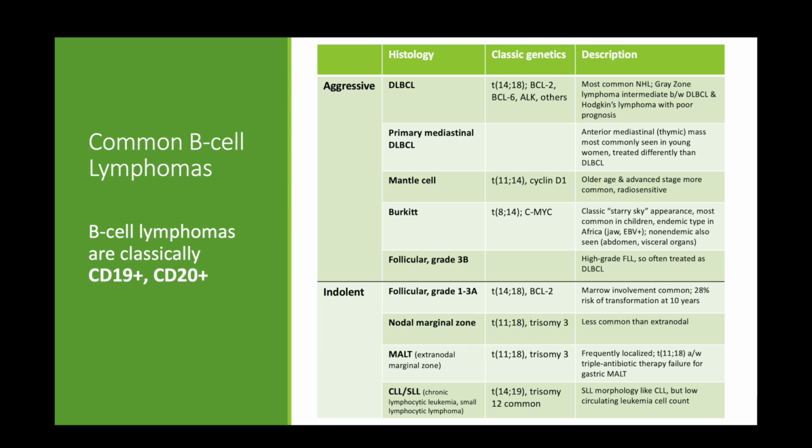Just to sort of round out our discussion of the different types of lymphoma, I have a couple of tables. So this first table has some of the common B-cell lymphomas divided into aggressive versus indolent histologies. Remember that B-cell lymphomas are classically CD19 and CD20 positive. Those are typically the markers that are seen on B cells. And so there, in this table, are all of the different types that we already talked about.